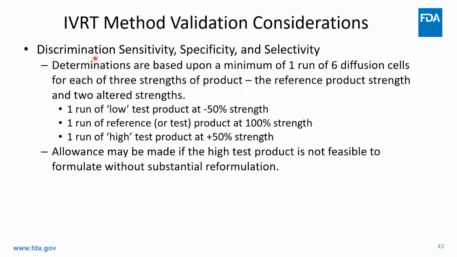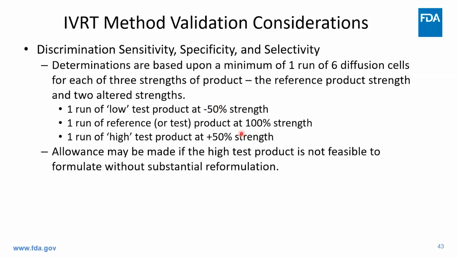So you also want to determine sensitivity, specificity, and selectivity. This is really important. It might be one of the most important things. Reproducibility is really important too. These determinations of sensitivity, specificity, and selectivity are based upon a minimum of one run of 6 diffusion cells for each of the 3 strengths of the product: the reference product strength, and then 2 altered strengths. You're going to have a lower strength at minus 50%, and a higher strength at plus 50%. If you're not able to produce a product at plus 50% strength, then some allowance can be made. But typically you want to have the 50, 100, and 150% products.